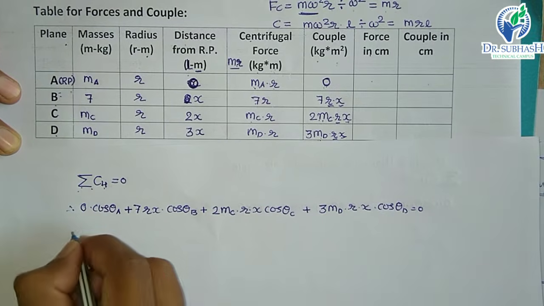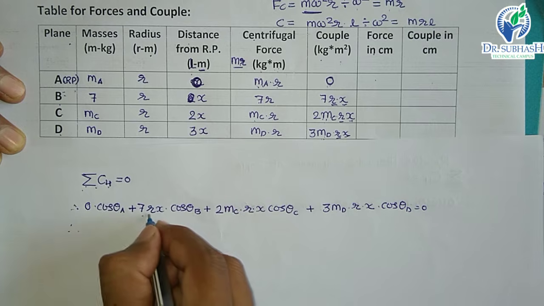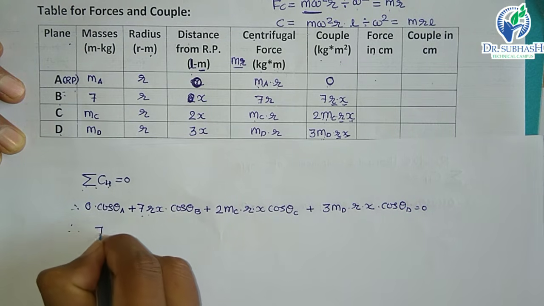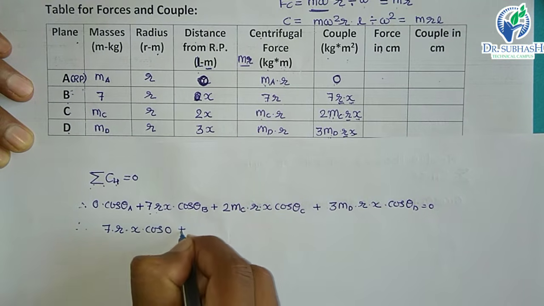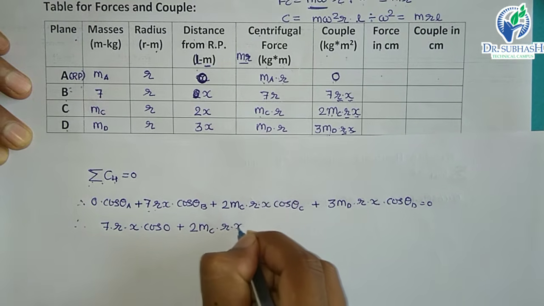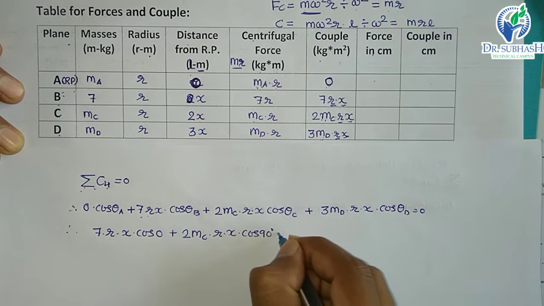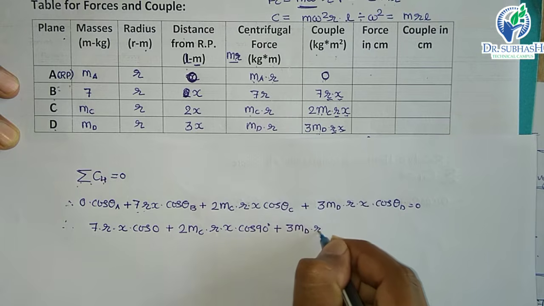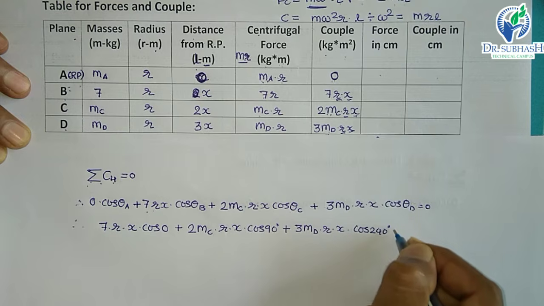Now we put in the values. 0 into cos theta A is 0. So 7 Rx into cos theta B, where theta B is 0, so 7 Rx into cos 0, plus 2 MC Rx cos theta C, where theta C is 90 degrees, plus 3 MD Rx cos 240 degrees.